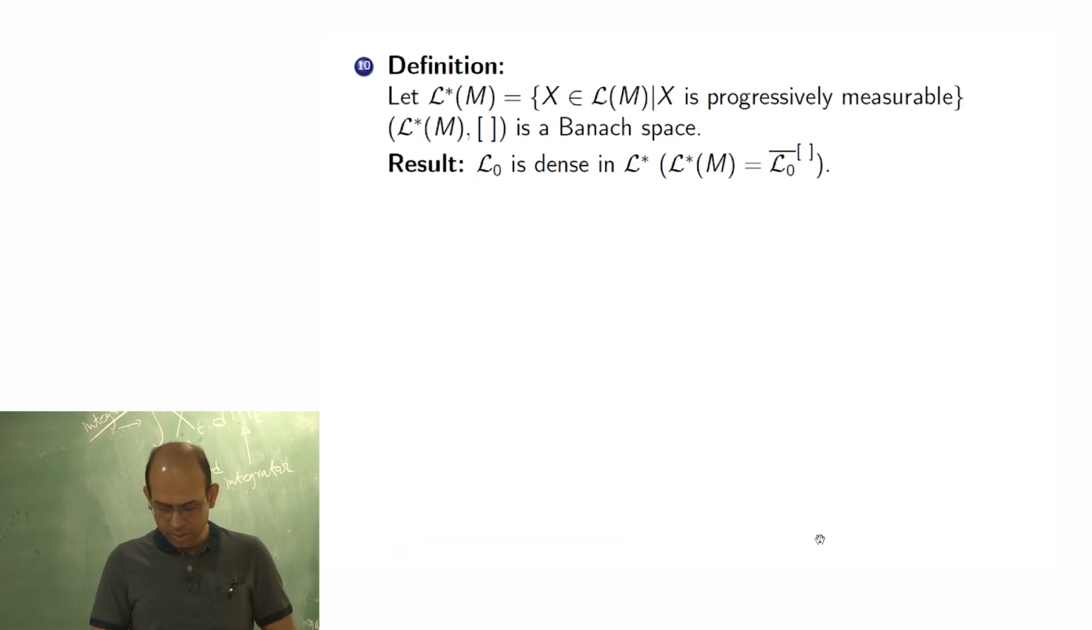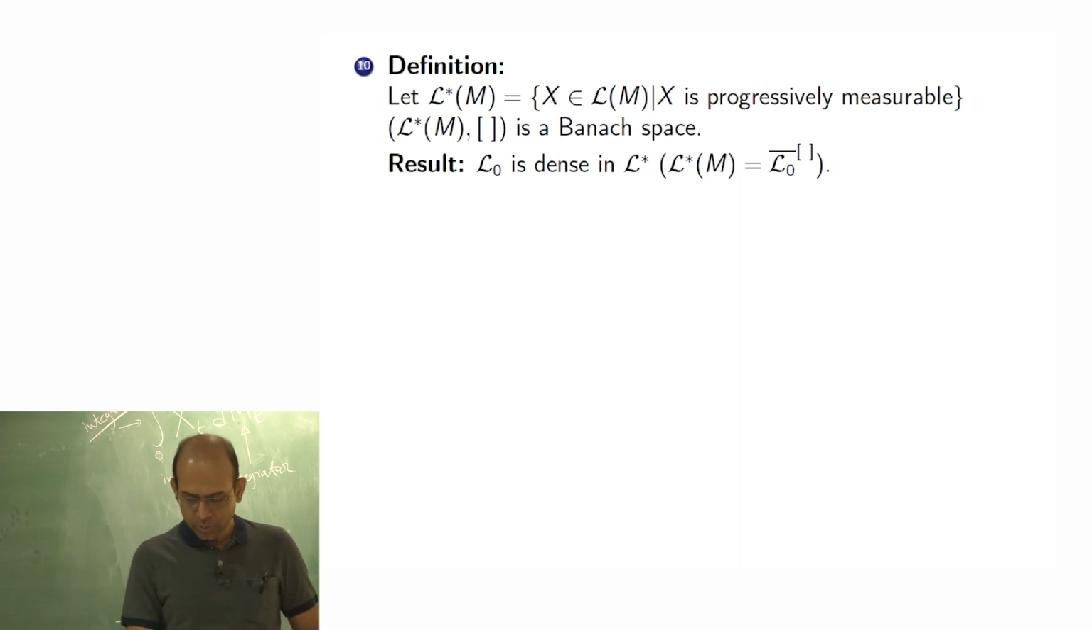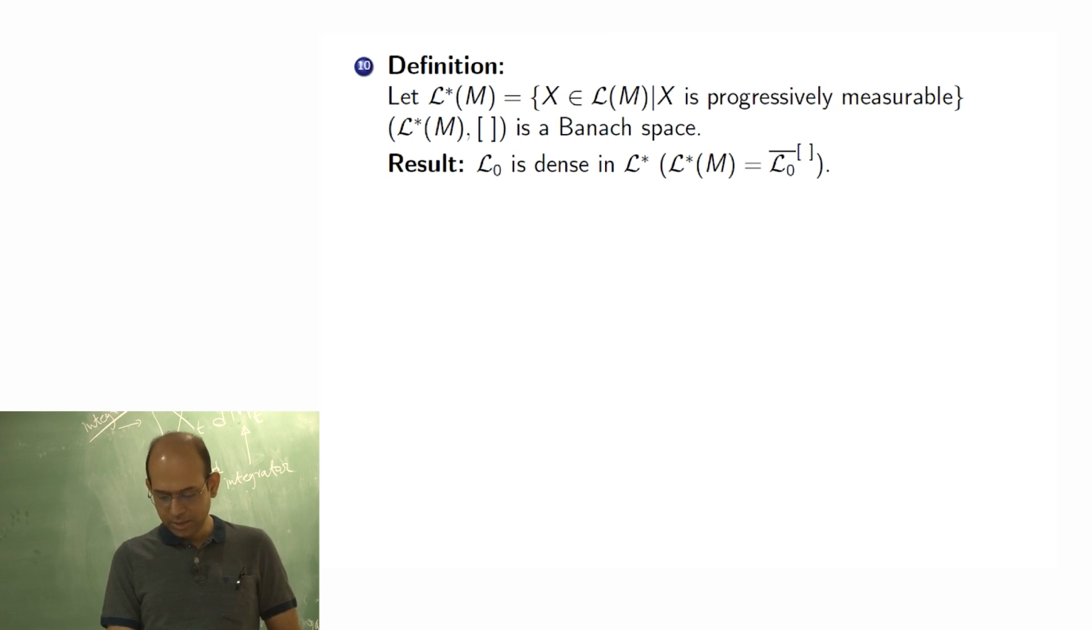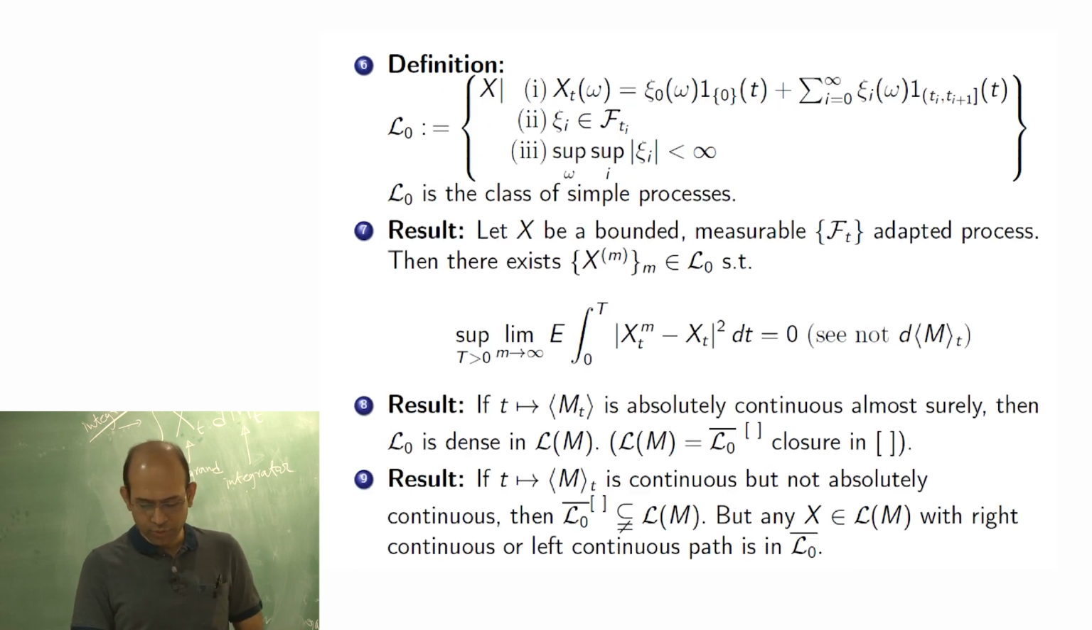Now, we see some more definitions. So, L star m, what is L star m? L star m is nothing but the set of all x in L of m such that x is progressively measurable. So, what is the use of L star m? Basically, here we could only assure that it is just a subset, but we could not categorize what it is.